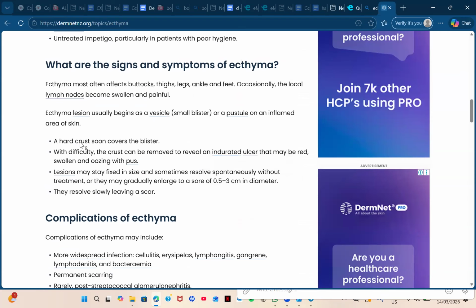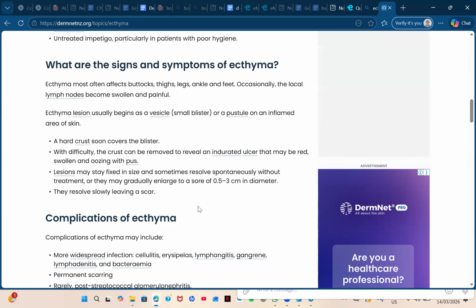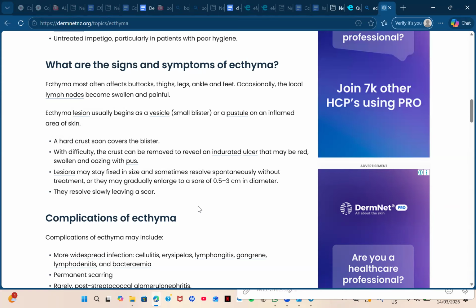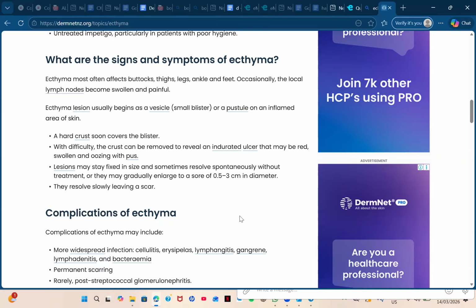So what are the signs and symptoms? It usually begins as a vesicle, small blisters or pustules on an inflamed area of the skin. A hard crust soon covers the blisters. With difficulty, the crust can be removed to reveal an indurated ulcer that may be red, swollen, and oozing with pus. Lesions may stay fixed in size and sometimes resolve spontaneously without treatment, or they may gradually enlarge to 0.5 to 3 centimeters in diameter. They resolve slowly, leaving a scar.